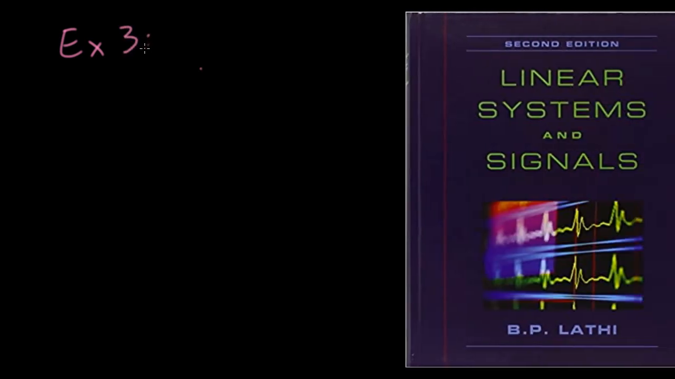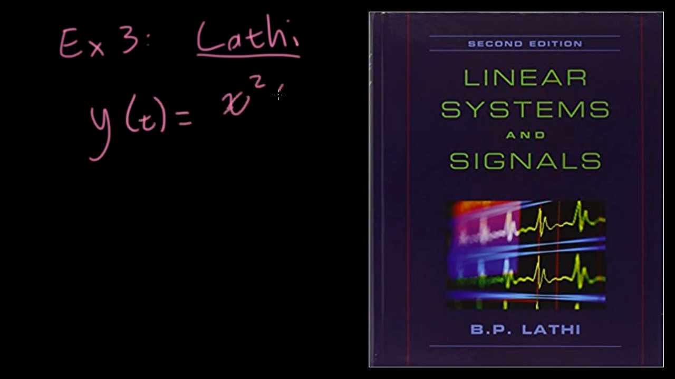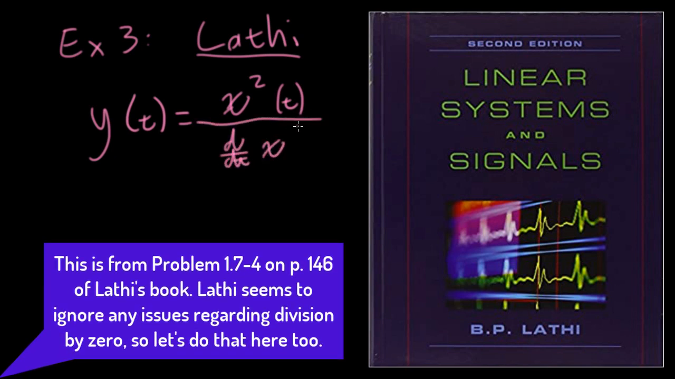So there's a couple more specific examples I would like to do that are particularly interesting. The first one I'm going to do is a problem in a book by Lathi. And here's the idea. We're going to have a system where the output is equal to the square of the input divided by the derivative of the input. Now, this is fairly suspicious already because I have a square sitting here. The first example I did was a square where we saw it was nonlinear. And I've also got a division, and divisions are going to be suspect. But let's take a look at what happens here.